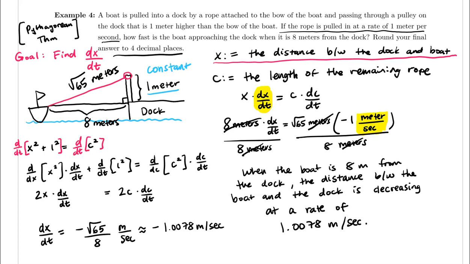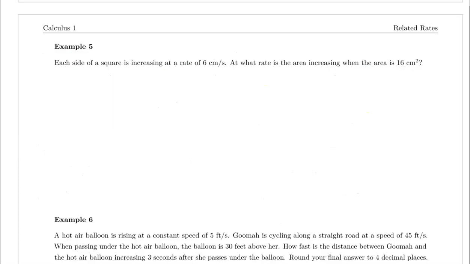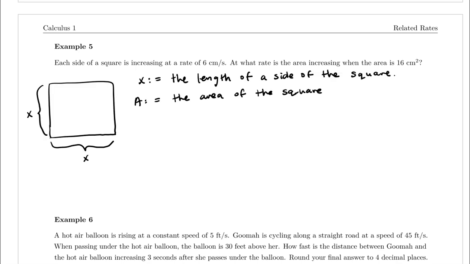Let's look at another one. Example 5 says each side of a square is increasing at a rate of 6 centimeters per second. At what rate is the area increasing when the area is 16 square centimeters? All right, so I've drawn my diagram here and I've labeled it with some changing quantities, and then I've defined my variables: x to be the length of a side of the square and A to be the area of the square. So this is a square area question.